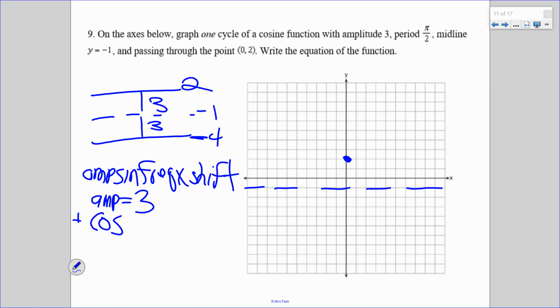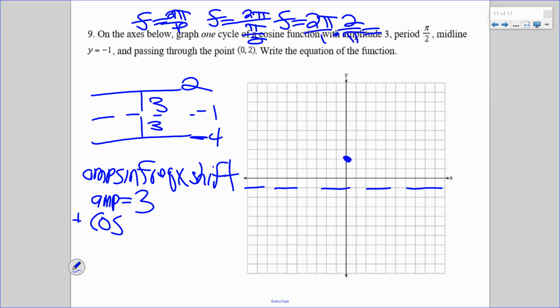Freak. Well, it's not telling me the freak, it's telling me the period. So I can do frequency equals 2 pi over the period. The formula works both ways. So it's 2 pi over pi over 2, which is 2 pi over 1 times 2 over pi, which is 4. I need the frequency for the equation. I need the period for the graph. So because this is 0, I know that the wave is going to end at pi over 2. So I know it started at the top, it ends at the top.